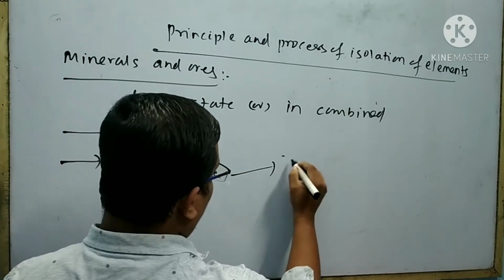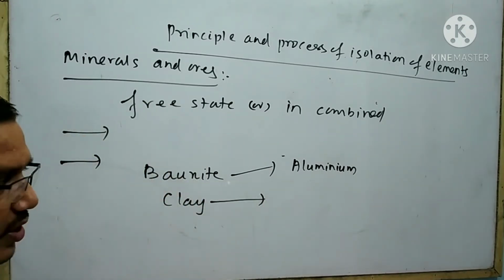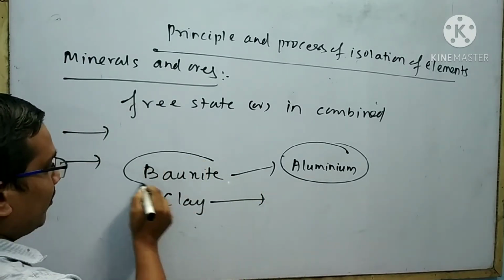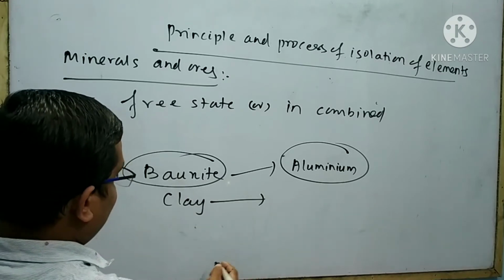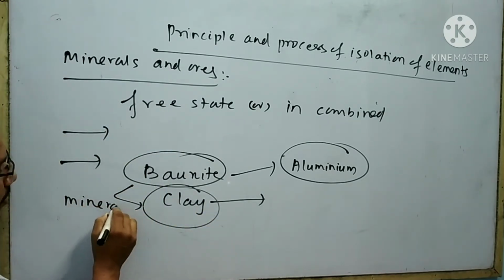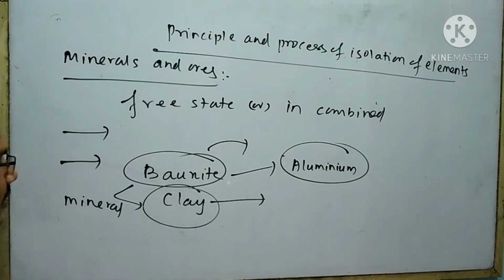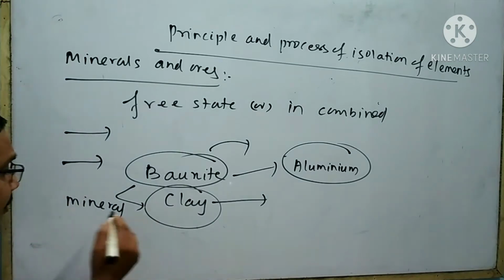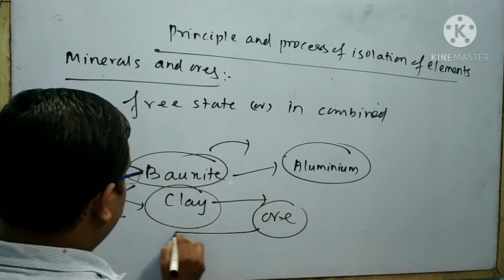Bauxite is an ore of aluminium, but remember, clay is not said to be the ore of aluminium, because aluminium can be economically and conveniently extracted from bauxite, but aluminium cannot be economically and conveniently extracted from clay. That's why both bauxite and clay are considered as minerals, but among the two minerals, only bauxite is called the ore of aluminium. This is the difference between ore and mineral. Remember an important point, all minerals are not considered as ore, but all ores are said to be minerals.